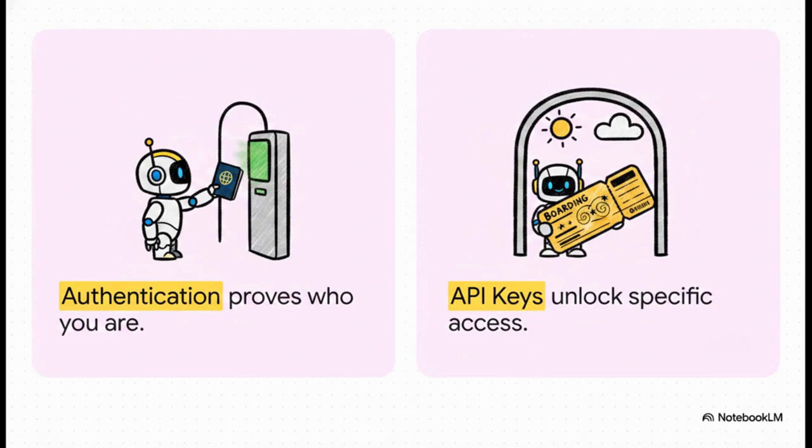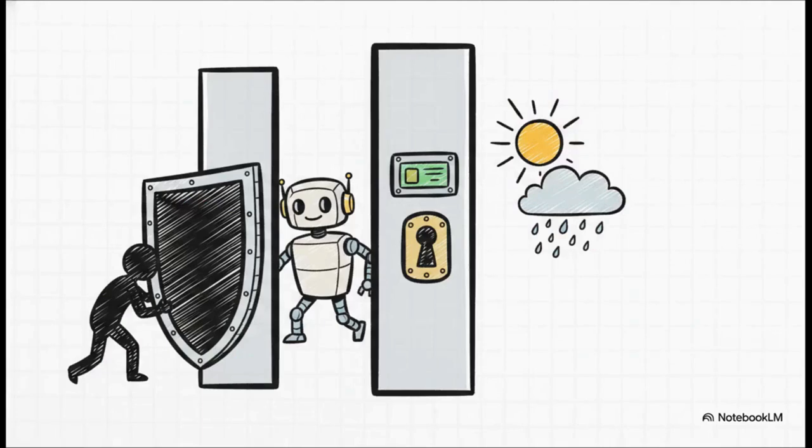You might be authenticated as a valid user of a platform, but you still need your specific API key ticket to board the flight to the weather database. So the crucial point is, you verify your identity with authentication, and you unlock specific access with API keys. Securing the system like this is what prevents unauthorized access to the agent's backend. Without both of these in place, the weather service would just completely ignore our agent's requests.